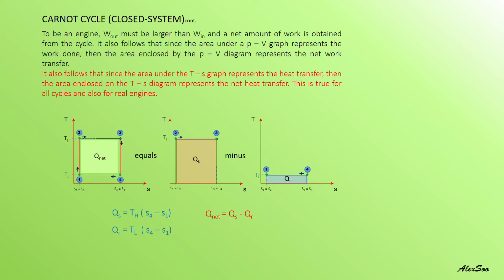And we know that Q net is equal to QS minus QR, QS representing the heat supply and QR the heat rejected from the system. So from here you have this formula, and based on the second law, we know that net heat equals net work. So we have this. Okay, so then net work is equal to the same formula as shown for the Q net.